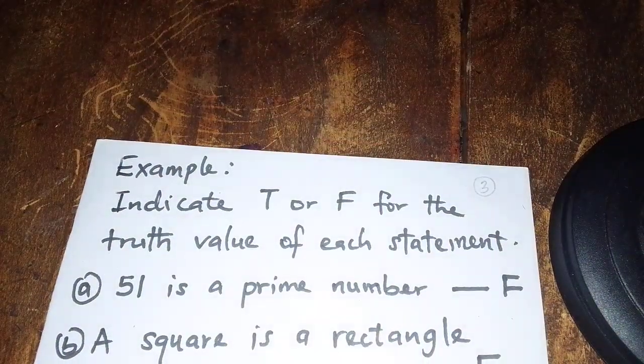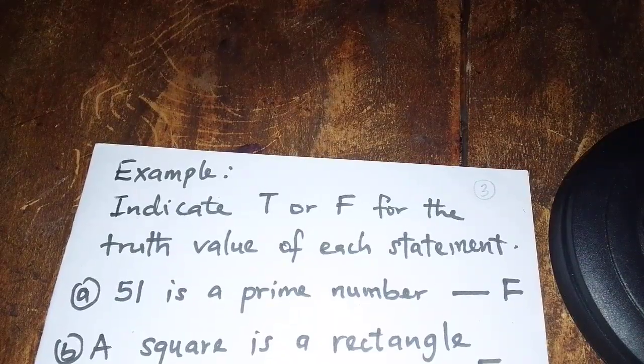For example, indicate T to represent true and F to represent false for the truth value of each statement. Number 1, 51 is a prime number. Before you can really say that this statement is true or false, you must know what a prime number is. A prime number is a number that can only be divided by 1 and itself. So now you consider if 51 can be divided by any other number. Yes, 51 can still be divided by 3. When you divide it by 3, you get 17.